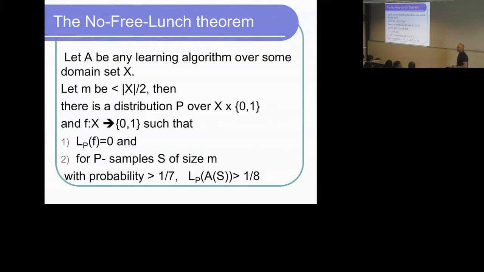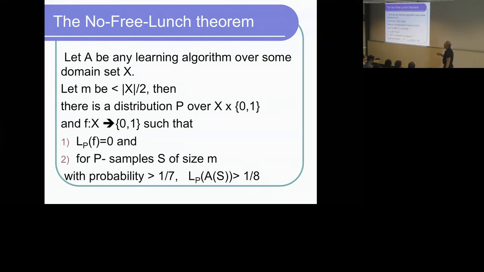The theorem says the following. You pick your favorite algorithm. I give you a restriction. You are not allowed to see more than half of the points in the universe. With this restriction, no matter which algorithm you picked, there is going to be a distribution that will mislead you. There is going to be a distribution such that this distribution is learnable, but not by your algorithm. Your algorithm, for a big proportion of the time, is going to make a significant error.